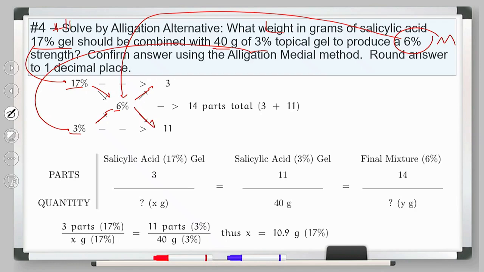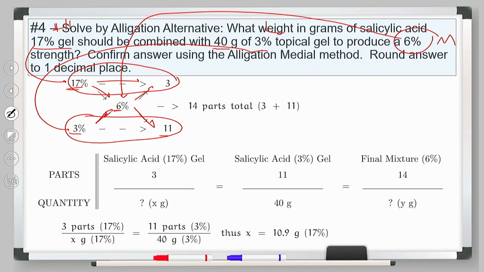So going down, what is 17 minus 6? 11. Okay? Going up, what is 6 minus 3? 3. These are now parts. You notice it doesn't say anything about a percent there. And the trick to remember, this arrow going this direction reminds you that the 17% has 3 parts and the 3% has 11 parts.